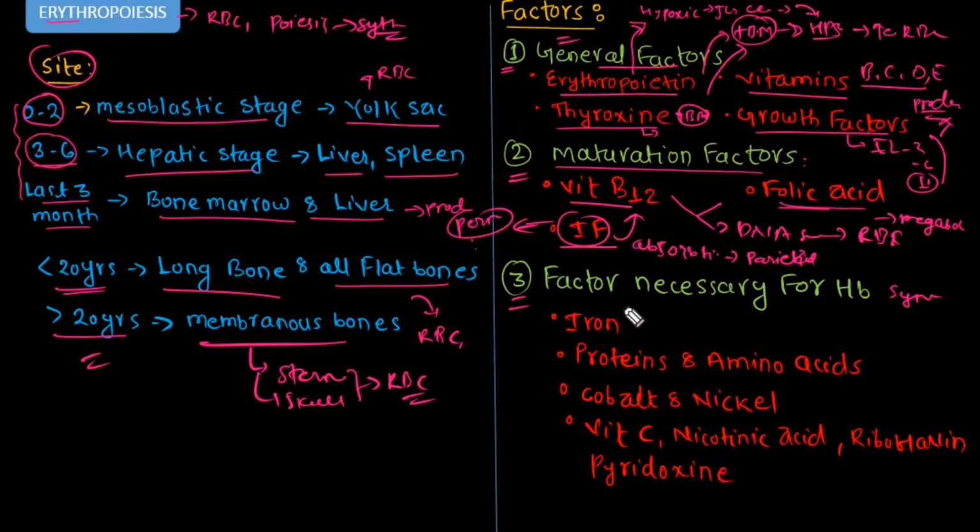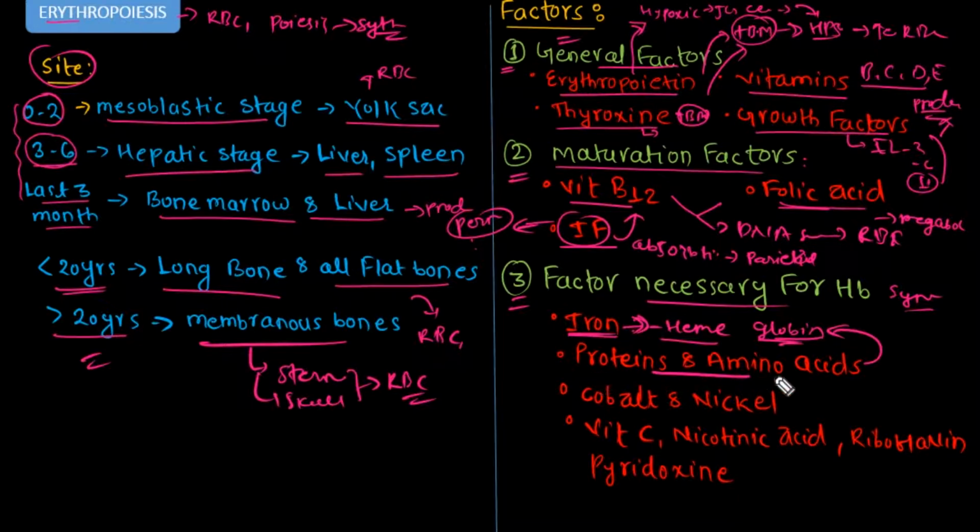So now likewise, let's talk about the factors necessary for hemoglobin synthesis. As we know, hemoglobin is synthesized with the help of iron, for the heme part, and globin is the other part. Globin is the protein part, so protein and amino acids are also required, whereas heme is formed by iron. And this is the carrier of oxygen in our hemoglobin. So iron is required.